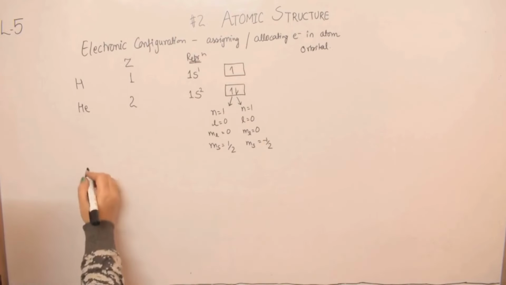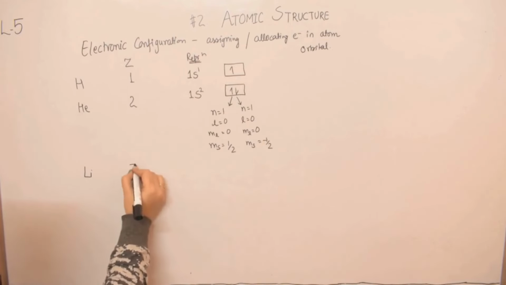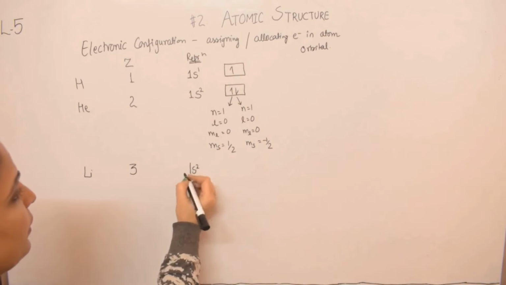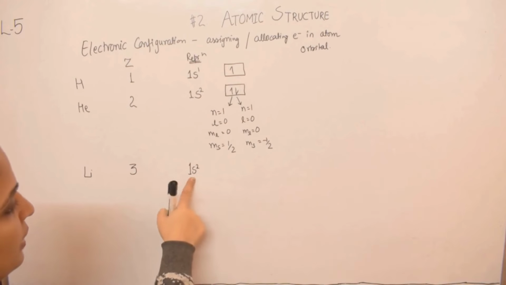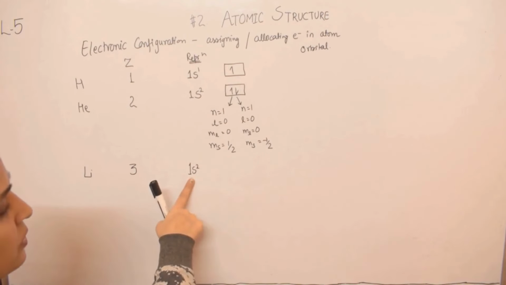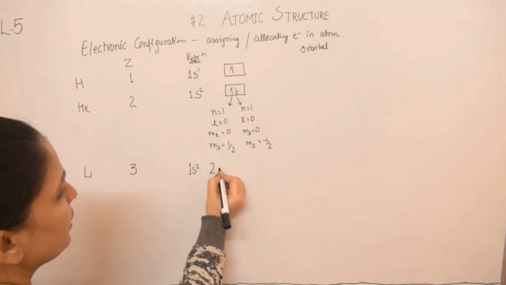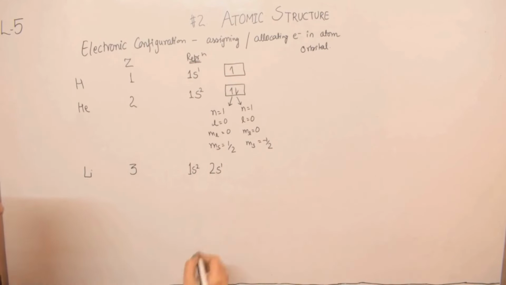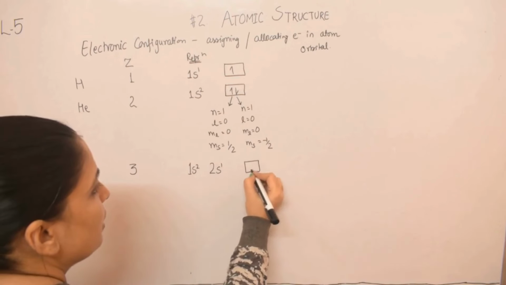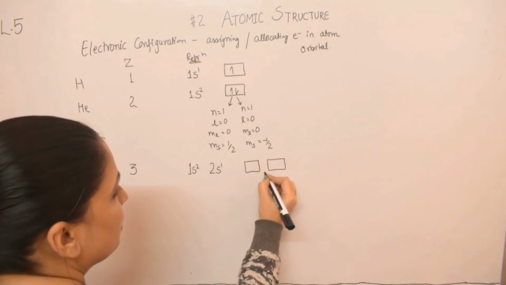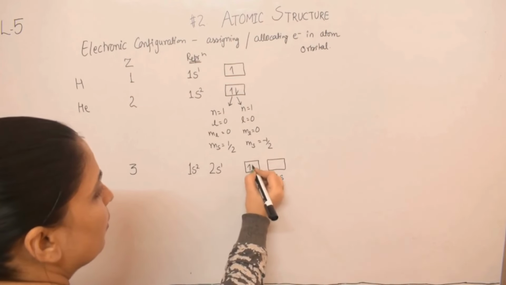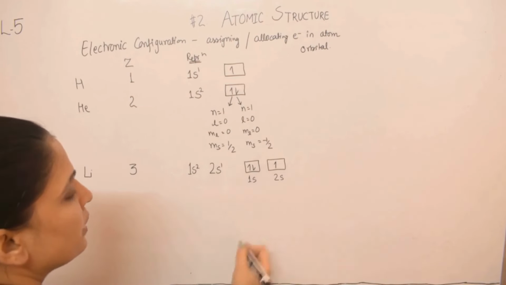Similarly, let us see lithium. It is atomic number 3. Since 1s is completely filled with 2 electrons, the maximum occupancy, the third electron will go to the 2s orbital. The representation will be like this. This is 1s, this is 2s. 1s is completely filled, 2s is singly occupied.